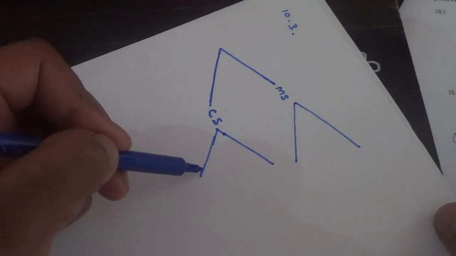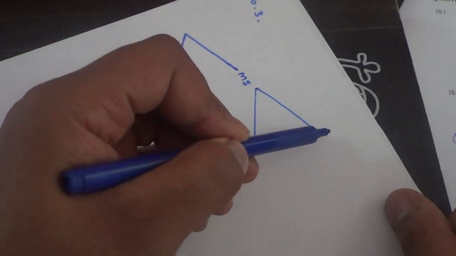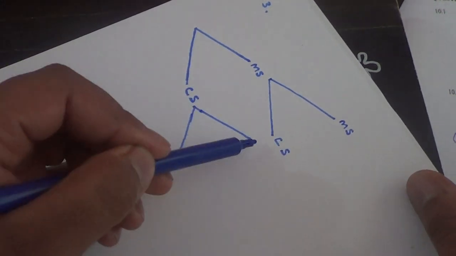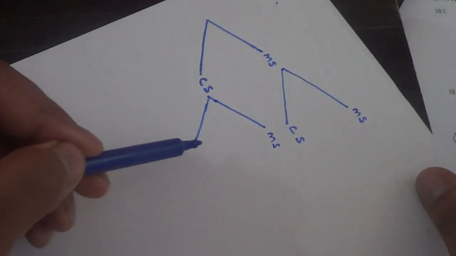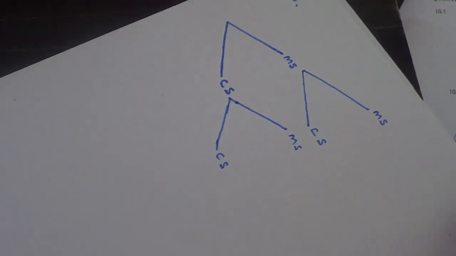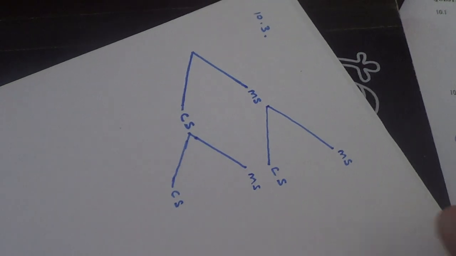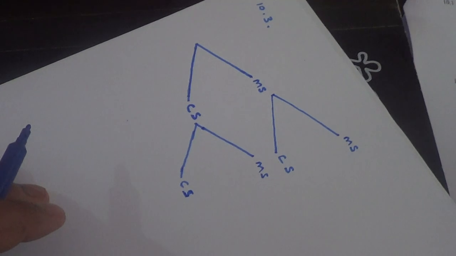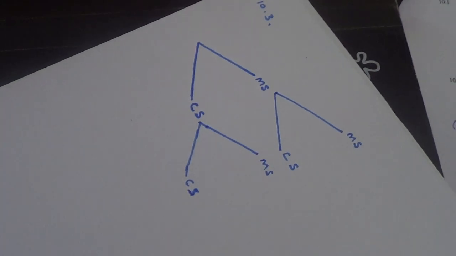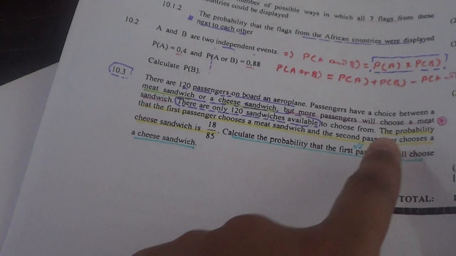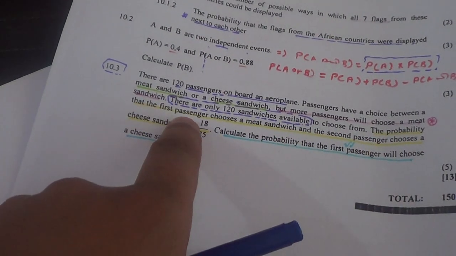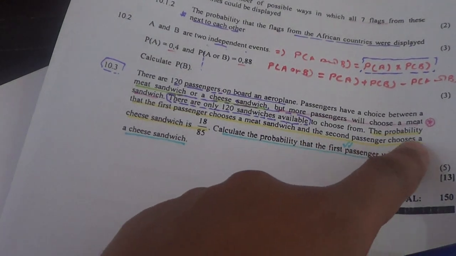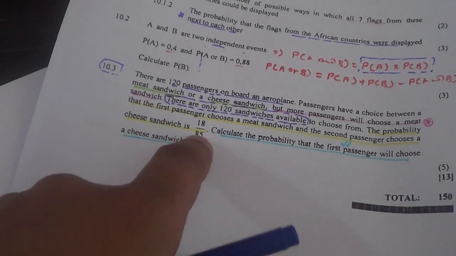All right. So the second pick could be a meat sandwich or a cheese sandwich. Not a problem. So now this is what we have. Now we've got to end here because we talked about two people here. We didn't talk about a lot. So what summarizes your story is that the probability that the first passenger chooses a meat sandwich and the second passenger chooses a cheese sandwich is 18 over 85.